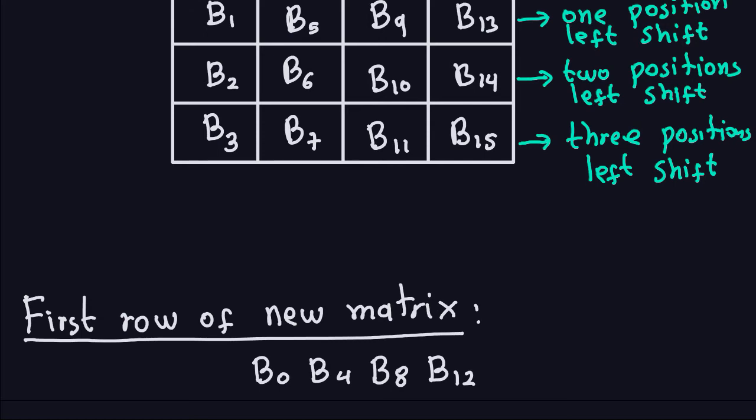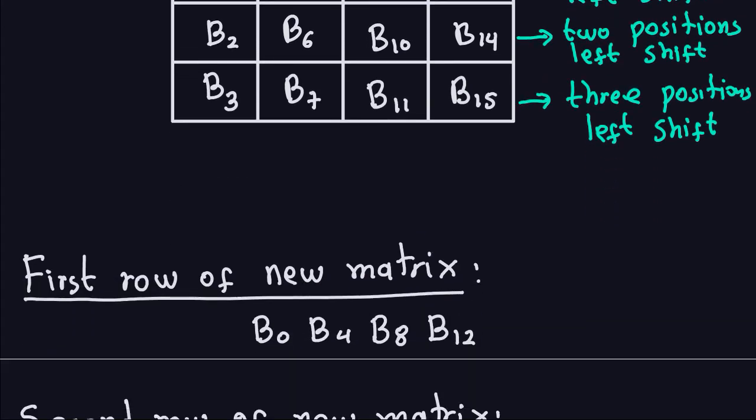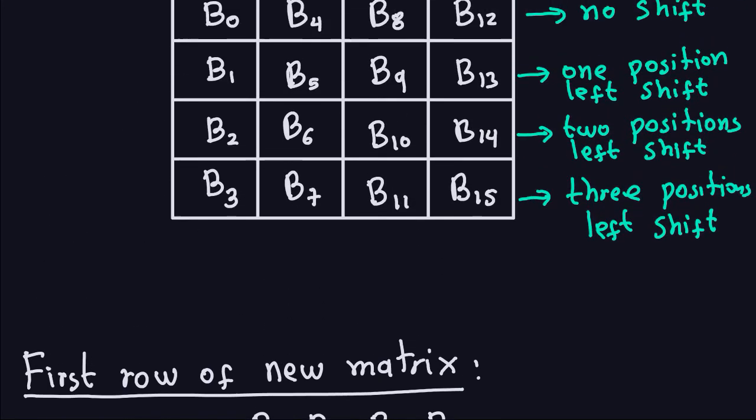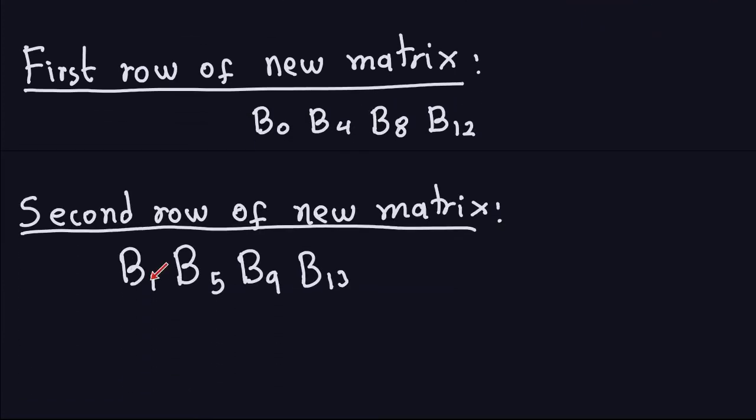Now the second row has to change, and remember what I said is only a 1 position left shift. So I'm gonna move the B1 to the beginning. The original second row has B1, B5, B9, and B13. That's the original, I haven't changed it yet.